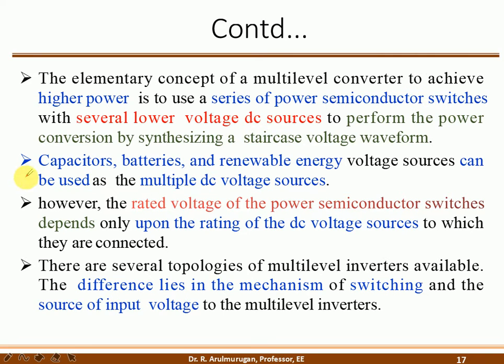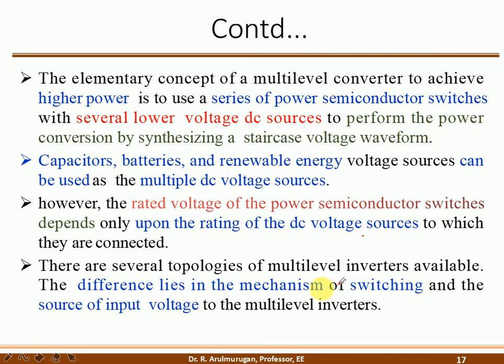The input is DC, so you may use a battery, capacitor or renewable energy sources as the input terminal, and multiple DC voltage sources can be used. However, the rating voltage of the power semiconductor switches depends on that. The rating of the switches depends upon the rating of the DC voltage sources, so the DC voltage sources are developed based on the rating of the switches.